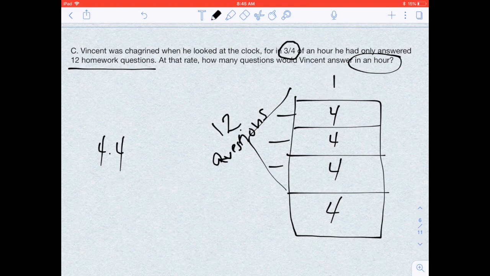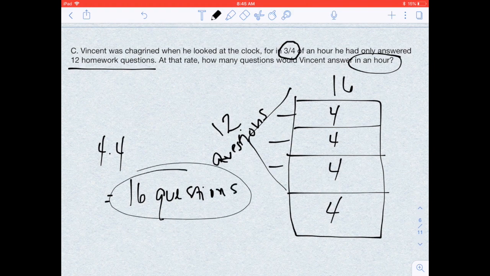And I can double check my math. And I am quite happy to see he can answer 16 questions in an hour, which is actually a really good pace to do your math homework.